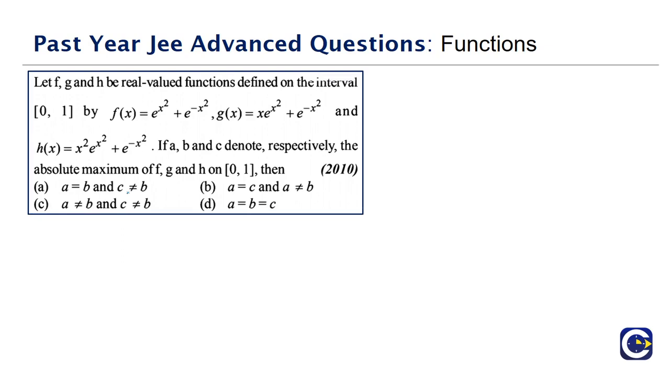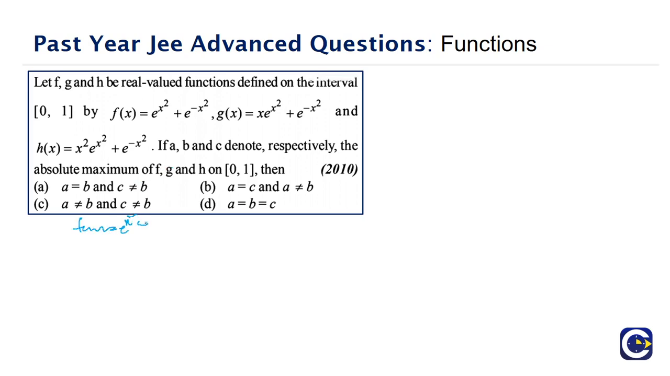Let F, G, H be real valued functions defined on the interval 0, 1. F of x is equal to e power x square plus e power minus x square. G of x is equal to x into e power x square plus e power minus x square. And h of x is equal to x square e power x plus e power minus x square. If a, b, c denote respectively the absolute maximum of f, g and h on 0, 1 respectively, then which of the following options are correct?